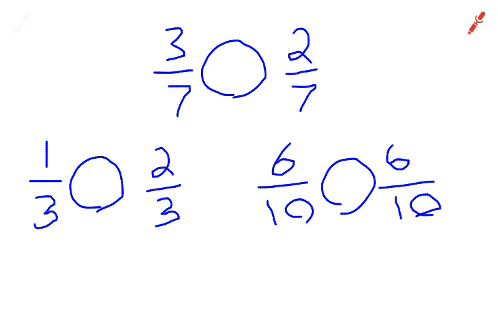Okay, if you did this correctly, you would have told me that 3/7 is greater than 2/7. You would have told me 2/3 is greater than 1/3. And you would have told me that 6/10 is equal to 6/10. Again, pretty easy to compare fractions when they have the same denominator. Now here's where it gets tricky.